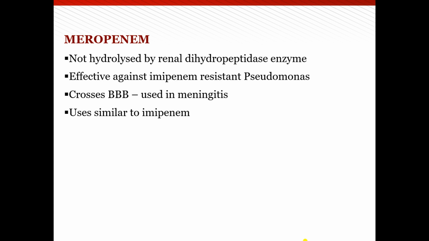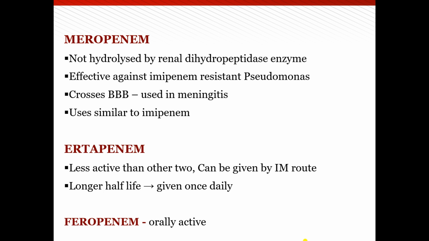After imipenem, certain new molecules in the same class have been discovered. They all have the advantage that they are not metabolized by the renal dihydropeptidase enzyme. So they can be given alone. There is no need for combination of cilastatin with them. One such agent is meropenem. It is not hydrolyzed by the renal dihydropeptidase enzyme. It is effective against imipenem resistant Pseudomonas also. It crosses the blood-brain barrier very well, so it is a very useful drug for the treatment of meningitis. Other uses are similar to imipenem.